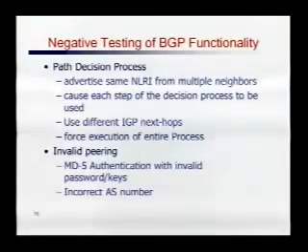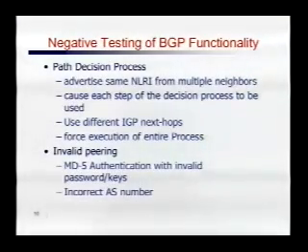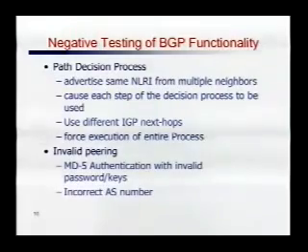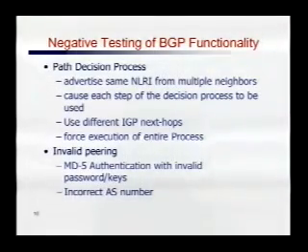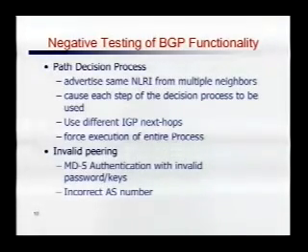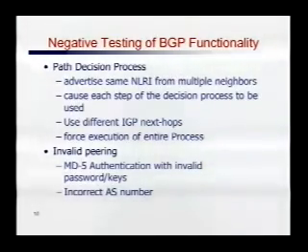Okay, and then there's BGP functionality. There's the path decision process. You want to go through the process so that you advertise the same NLRI from multiple simulated neighbors and force ties so that you walk through each of the steps in the process and make sure that each of those steps is handled correctly. Then you also want to do negative testing with invalid peering. You want to ensure your device will not pair when it should not pair.